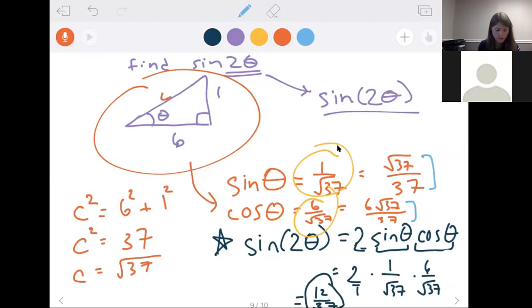Now, in this particular one, they only ask us for sine of 2 theta, but they could have asked us for the cosine double angle and the tangent double angle if they really wanted to here. So, questions on this one.